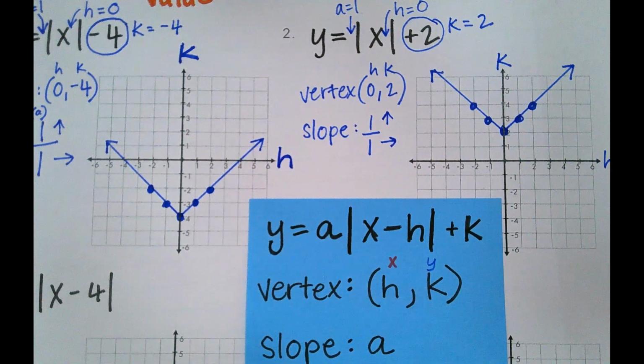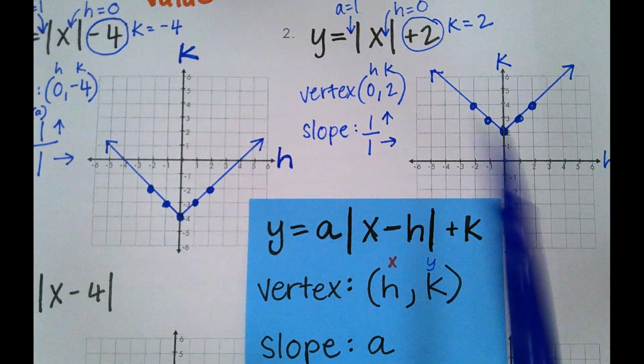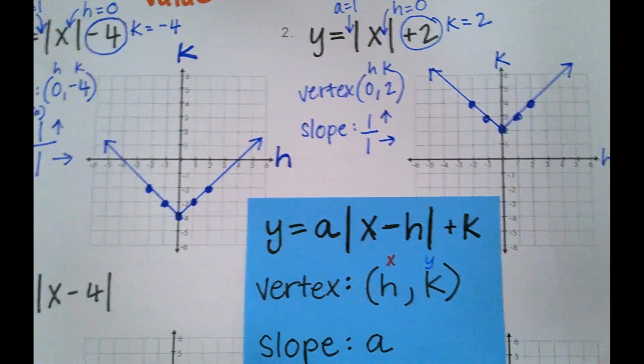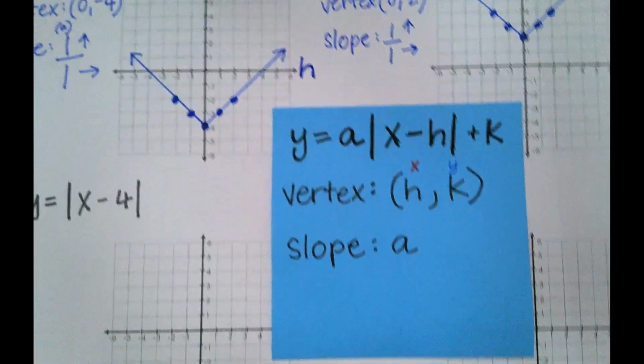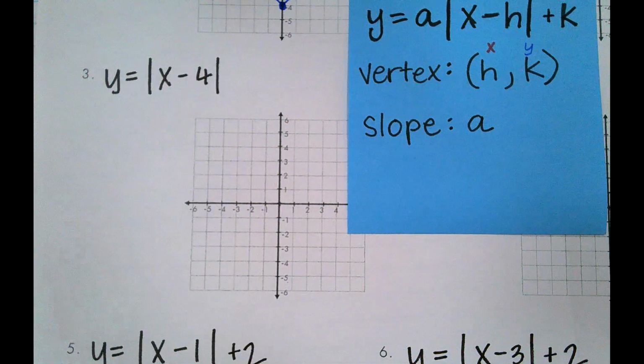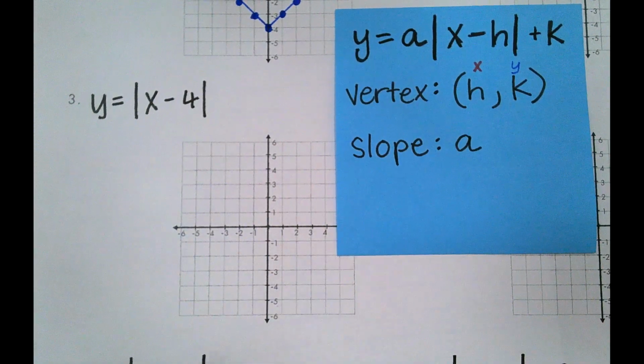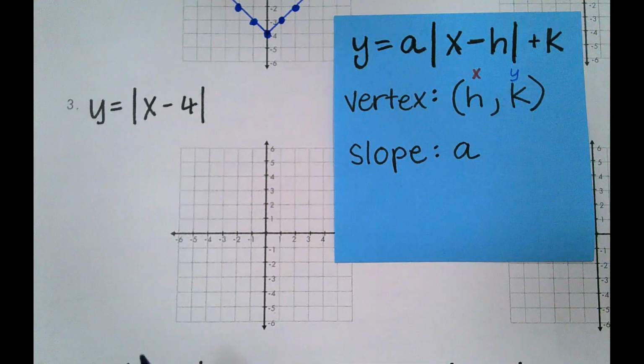Before I move my page down though, does anybody still need to see 1 or 2? Or are we good to move? Looks like we're ready. Okay, so looking at number 3 now, let's label our A, our H, and our K.